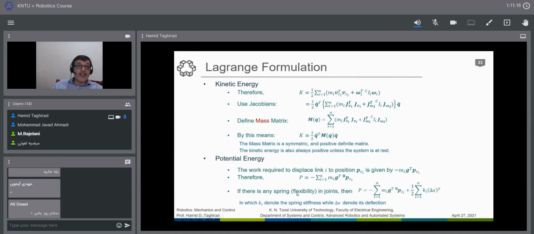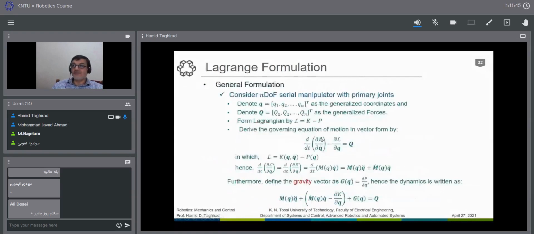If there is any flexibility, if there are some springs somewhere, you add that to the potential energy as well. So we have a number of joints, so we have the sigma of that, and we can also have the KIs considered in here. Now, if we have the KP and we have the mass matrix, almost everything is done. We can just put it all together.